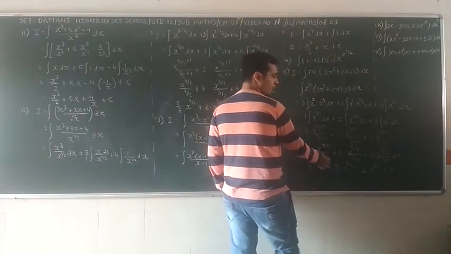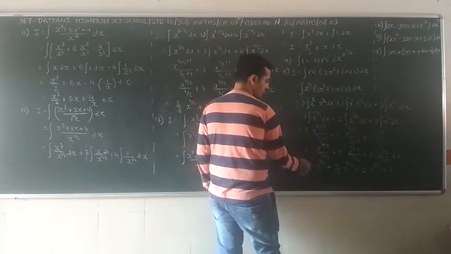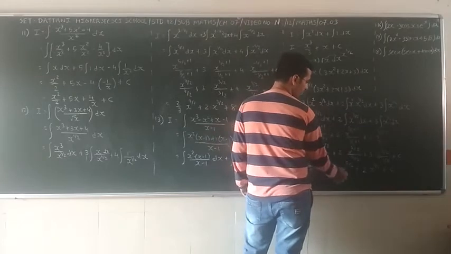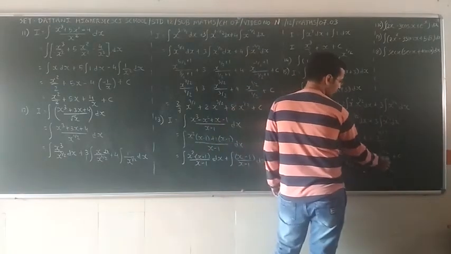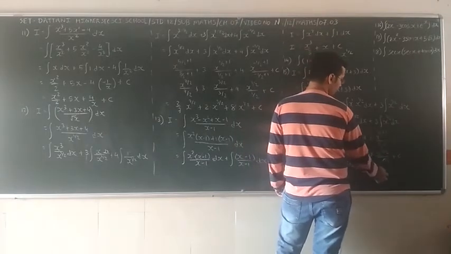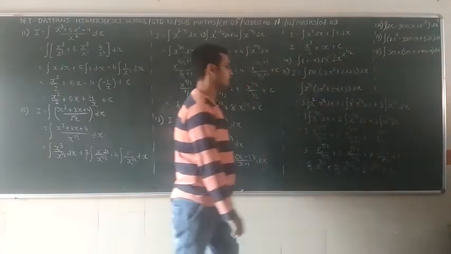Denominator of denominator and numerator. 3 2s are 6 by 7, x raised to 7 by 2, plus 2 2s are 4 by 5, x raised to 5 by 2. 3 3s cut, 2 into x raised to 3 by 2, plus c. That is our 15th answer.